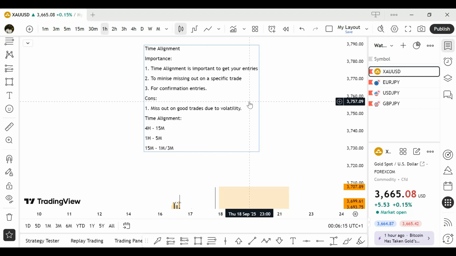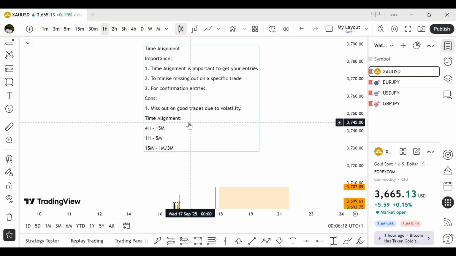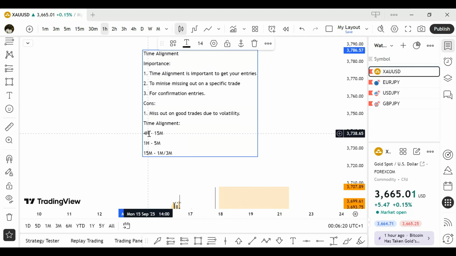Now, time alignment. Whenever you're analyzing, let's say for example, you analyze on the 4 hour time frame and you have your specific OB or a POI on the 4 hour time frame. When the market gets there, you should look for the confirmation for a reversal or possible change of direction on the lower time frame of 15 minutes. If you get your POI on the 1 hour time frame, your confirmation entry should be on the 5 minutes. And if you get your analysis on 15 minutes, your confirmation should be on 1 minute or 3 minutes.